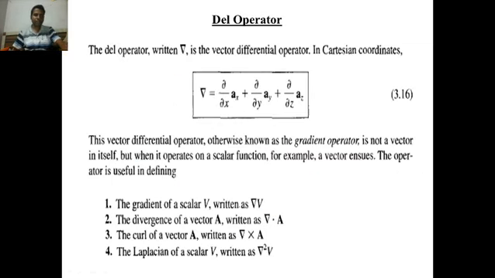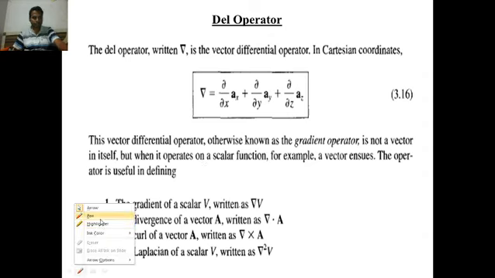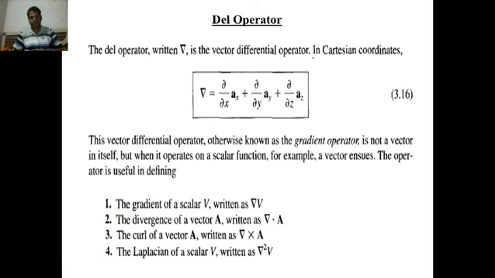Now, the del operator. What exactly is the del operator? We have already covered the del operator as well as its operations, but here on PowerPoint we will take a recap. Del operator is a mathematical operator. It can be defined in all three coordinate systems. For example, in the Cartesian system, it is defined in this fashion.